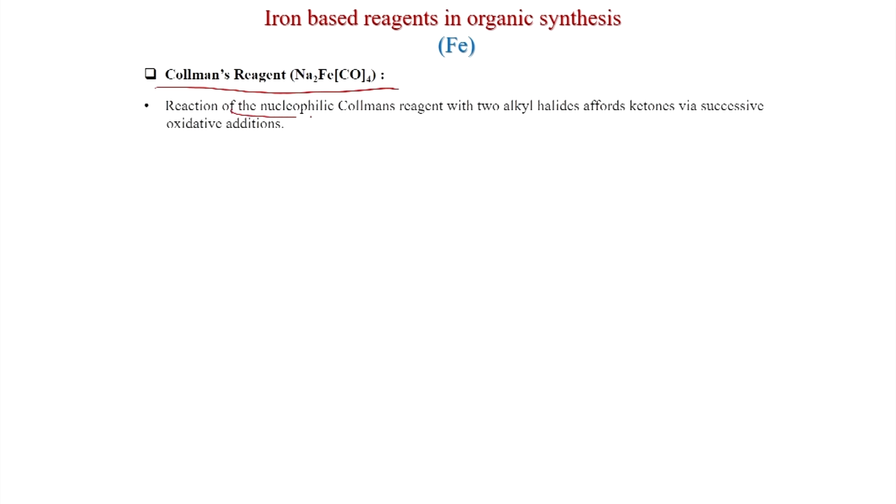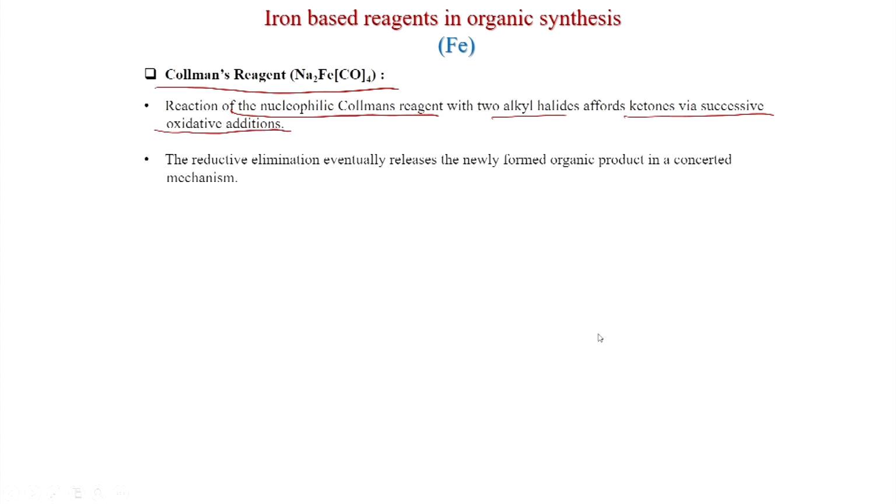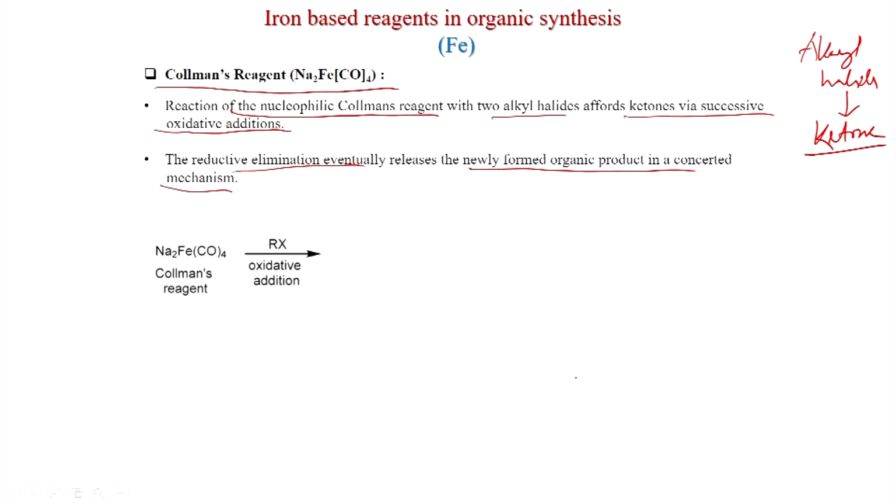Reaction of the nucleophilic Coleman's reagent with two alkyl halides affords ketones via successive oxidative addition. So, alkyl halide goes to ketone, that we will see, and of course, the carbonyl group comes from the carbon monoxide. The reductive elimination eventually releases the newly formed organic product in a concerted mechanism. So, this is the reaction of Coleman's reagent.